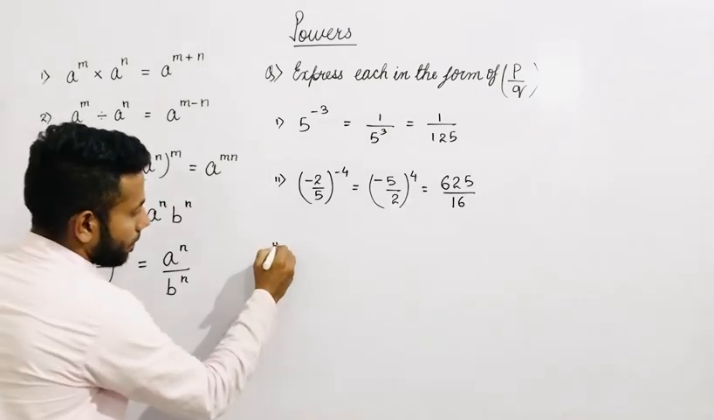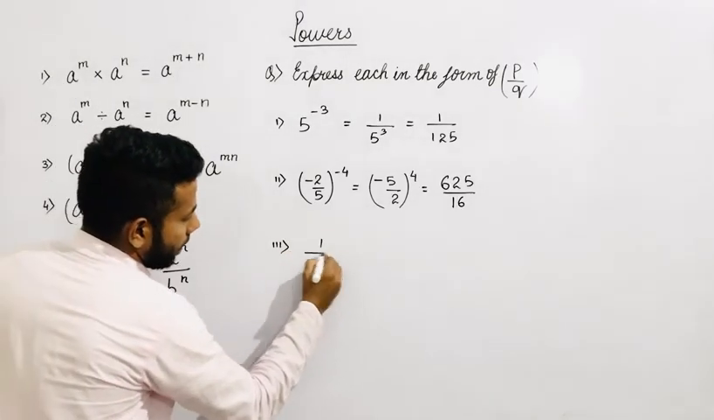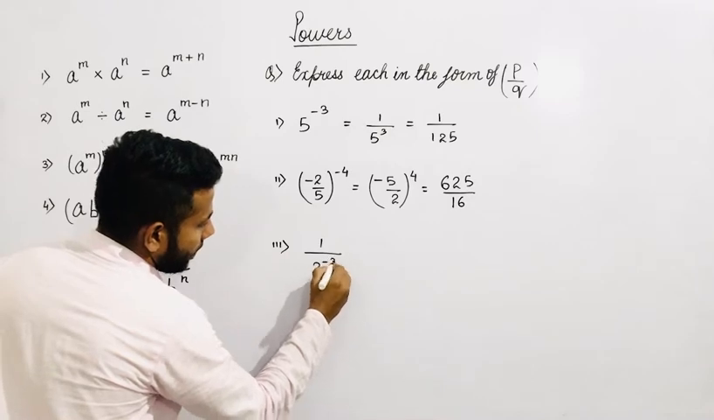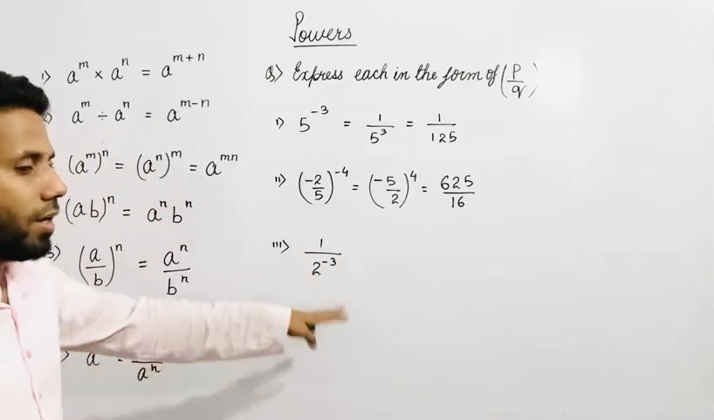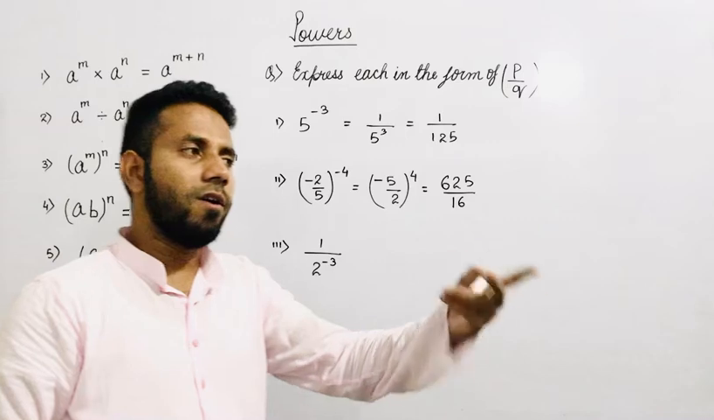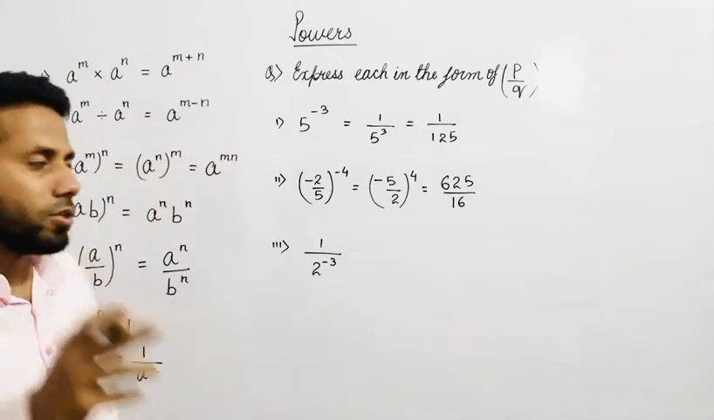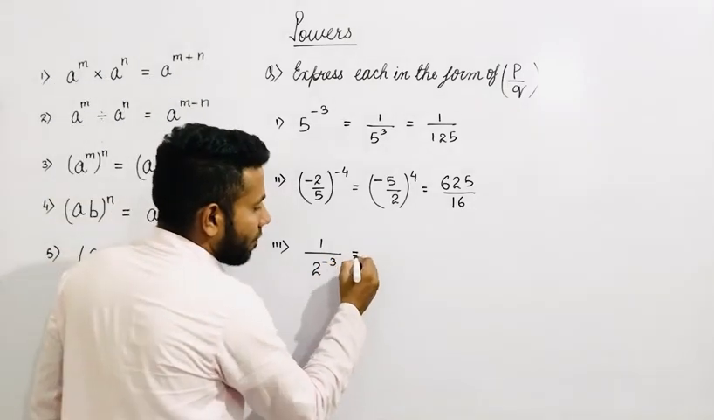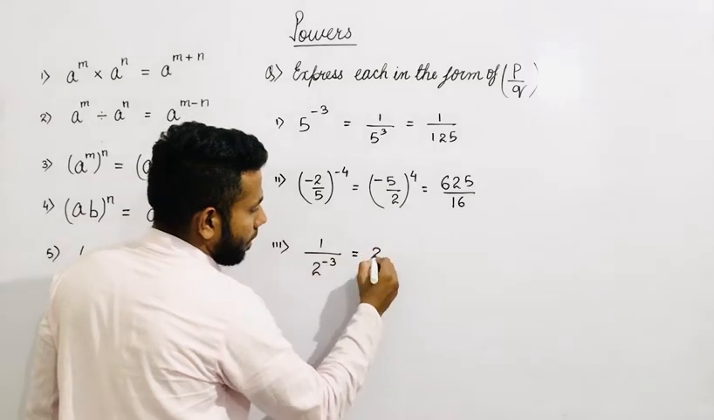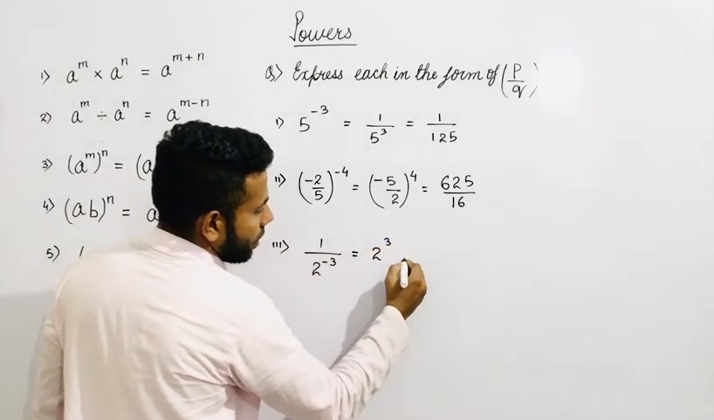The third one, it is 1 by 2 to the power minus 3. Now see, the base is having a negative power. You want to have a positive power. In case you want to have a positive power, just reciprocate it. It becomes 2 to the power 3. What is 2 to the power 3?